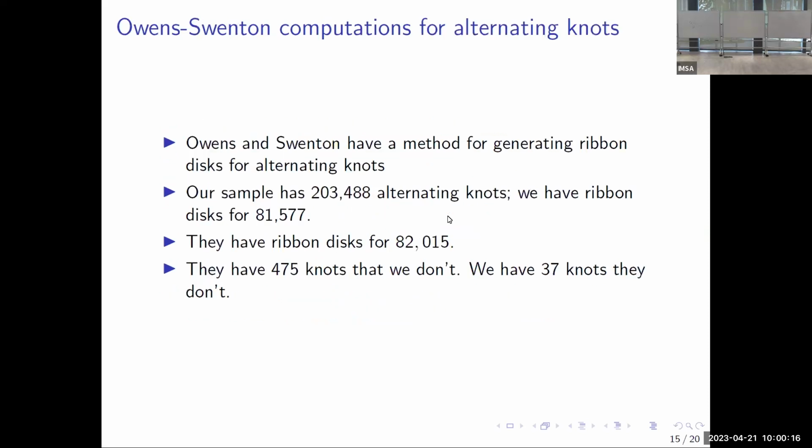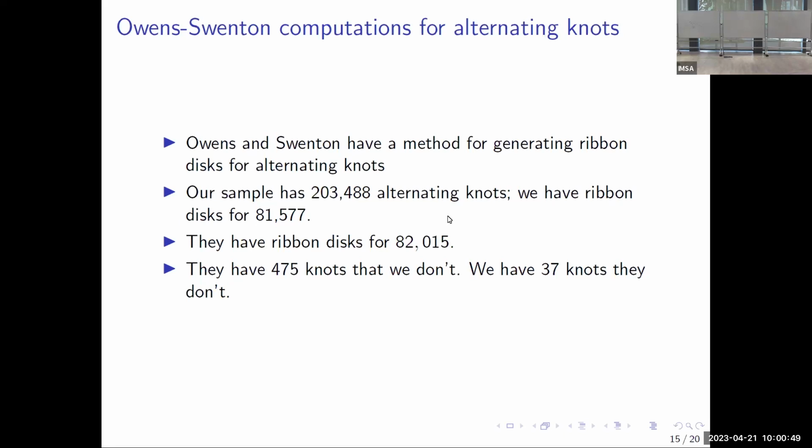And then there's also another paper, where I think I forgot to change some of these numbers. This was kind of an older version. But anyway, there are some other people who are also looking for these computations. They had some way to find ribbon concordances for alternating knots, and they also had some obstructions for alternating knots.